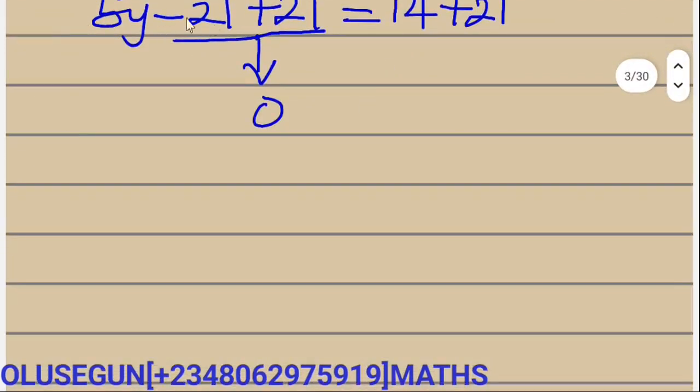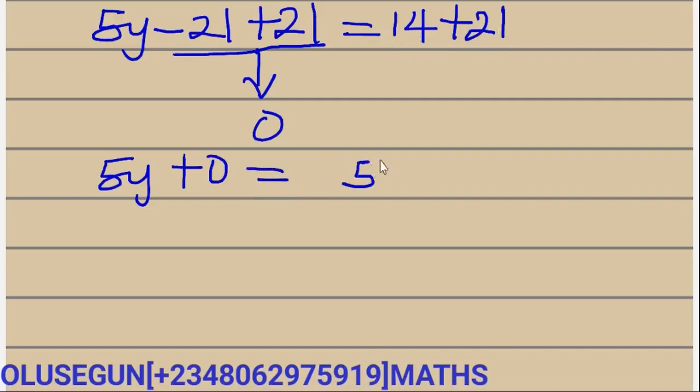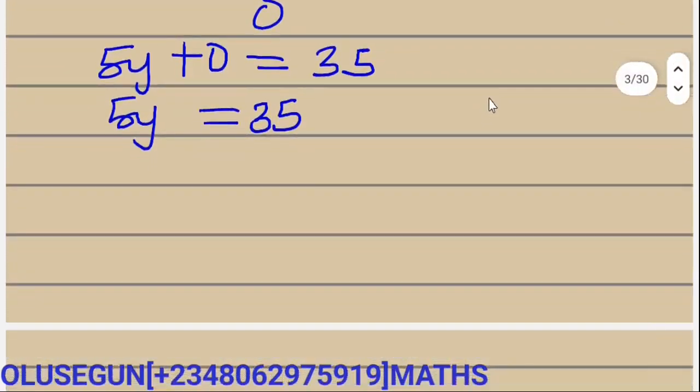So you see that it has turned to 0. We now have 5y plus 0 is equal to 14 plus 21. 1 plus 4 we have 5, 2 plus 1 we have 3. So we have 5y is equal to 35. This is exactly where we are going to. This is what we need.